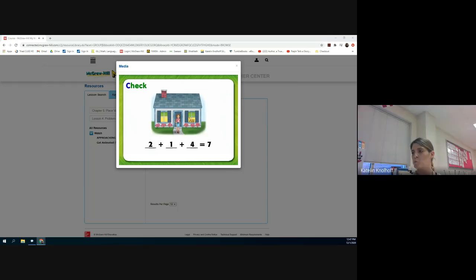Now check your answer. Is your answer reasonable? How do you know? We can add Eva's house numbers to see if they equal 7. 2 plus 1 plus 4 equals 7. The middle digit is 1, and the first digit is less than the third digit. Our answer is reasonable.